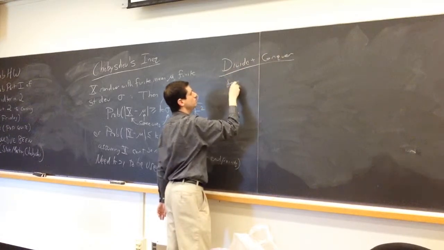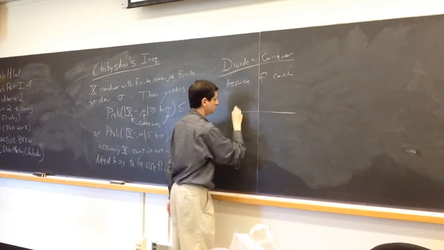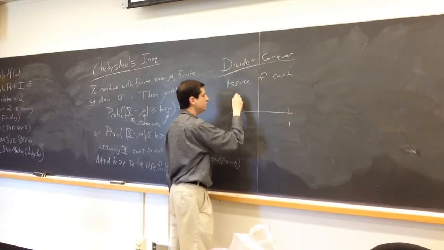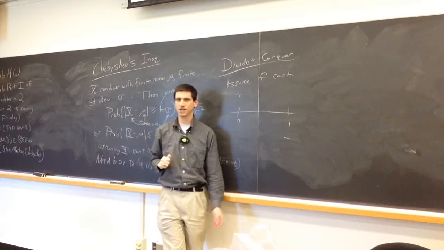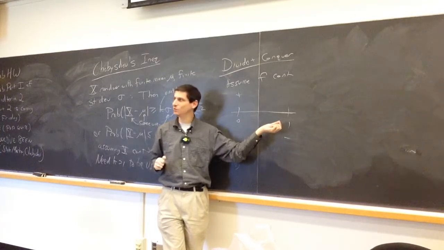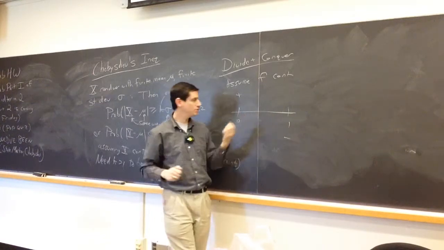Assume f is continuous. Let's say you know the function is positive at 0 and negative at 1. If the function's positive at 0 and negative at 1, what can you deduce? It's 0 at some point.